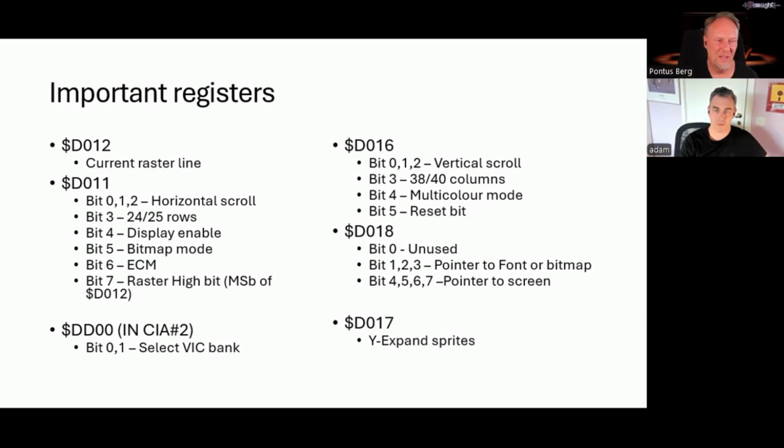So D016 is sort of the sister register to D011, but for the other direction. So you have the horizontal scroll and you have 38 to 40 column mode. And this is also where you set multicolor mode. But the reset bit was a bit weird, right? That was not really working in the newer versions. It was sort of disabled. I think it's disabled.